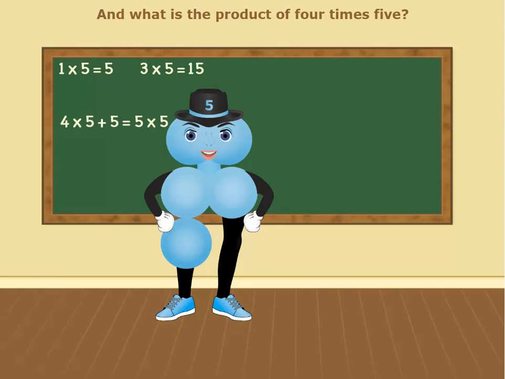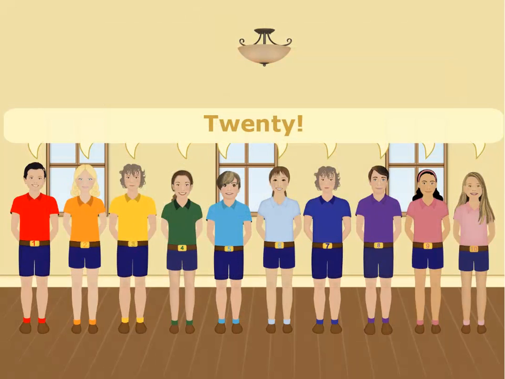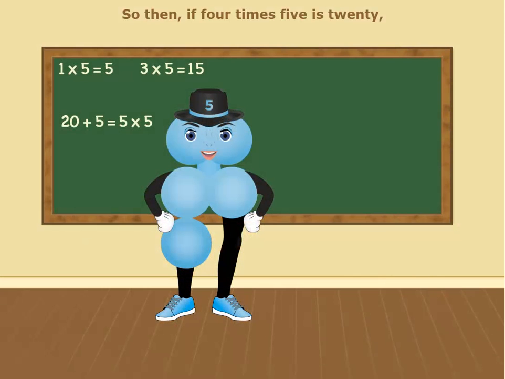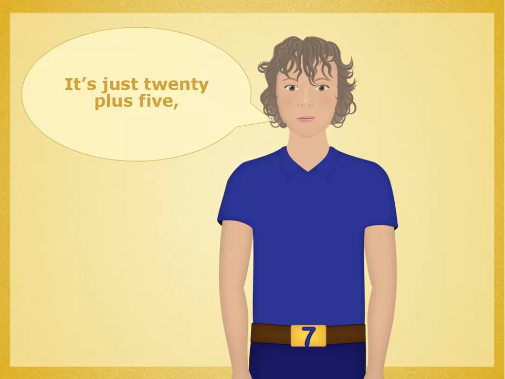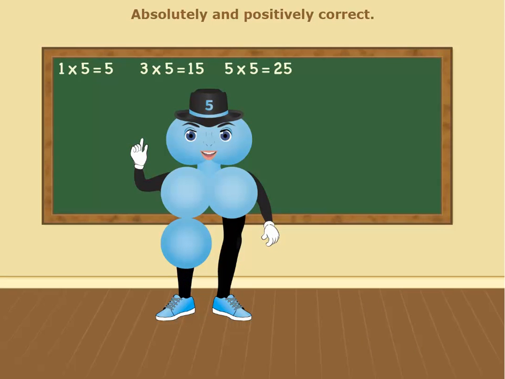Precisely. And what is the product of 4 times 5? 20. So then, if 4 times 5 is 20, and 5 times 5 is just one group of 5 more than the product of 4 times 5, what is the product of 5 times 5? It's just 20 plus 5, which is 25. Absolutely and positively correct.